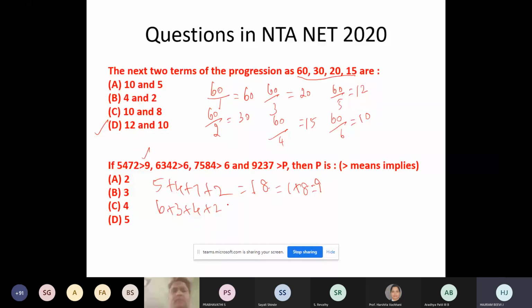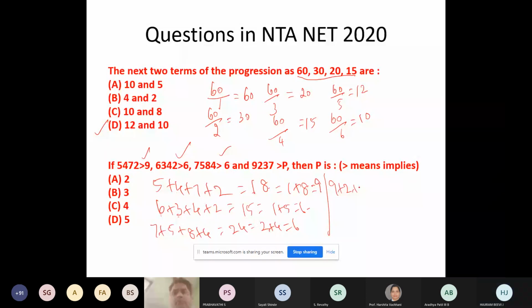So 6 plus 3 is 9, 9 plus 4 is 13, 13 plus 2 is 15. Then 1 plus 5 is 6. So it is 6. Next, 7 plus 5 plus 8 plus 4: 12, 17, 24. So 2 plus 4 is 6. So here also 6 works. So the next one, 9 plus 2 plus 3 plus 7: 11, 14, 21. Okay, so 21 means 2 plus 1, it is 3. So the P value is 3 here.